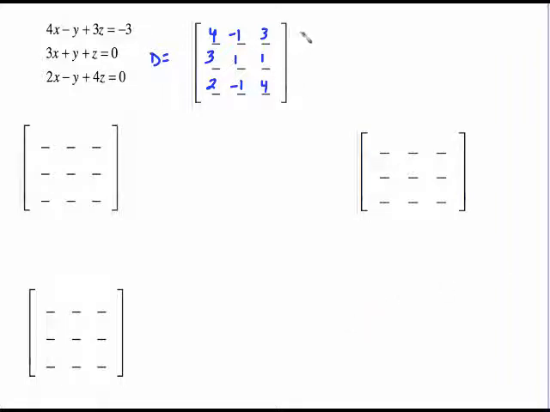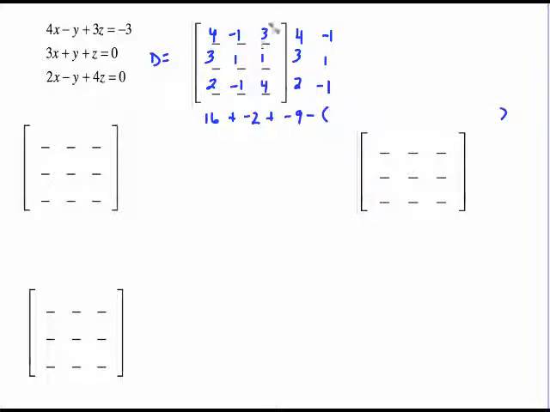So the determinant here, I will do the diagonal method. When you have to evaluate the determinant of a 3x3, it is your choice. I like diagonal methods, so that's what I'm going to do. 4 times 1 times 4 is 16, plus negative 1 times 1 times 2 is negative 2, plus 3 times 3 times negative 1 is negative 9, minus parentheses.